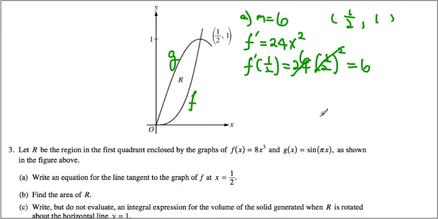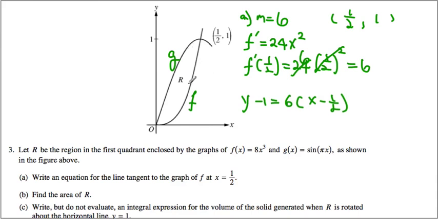So there it goes. Now we know the slope, and we know the point. Then our equation will be y minus 1 equals 6 times x minus 1/2. That becomes our answer. Part B, find the area of R.